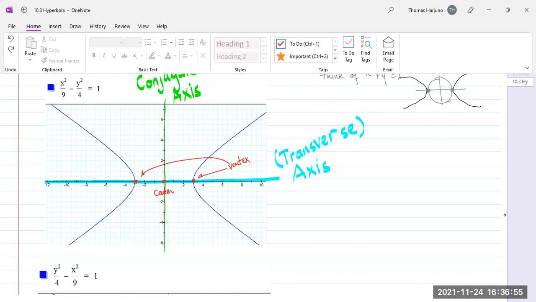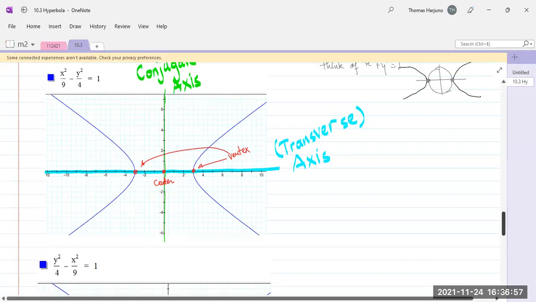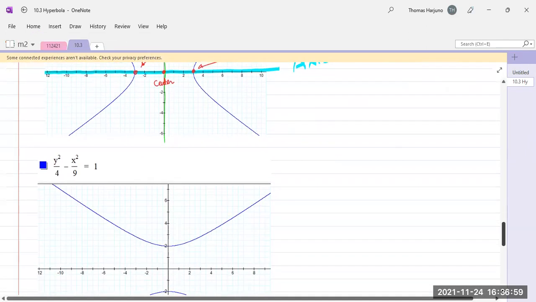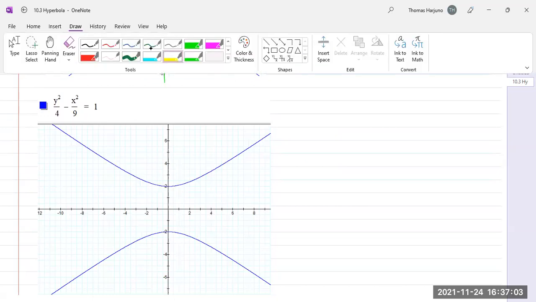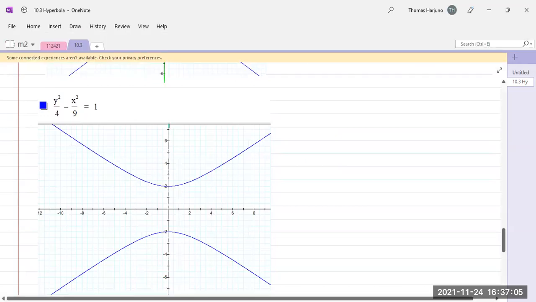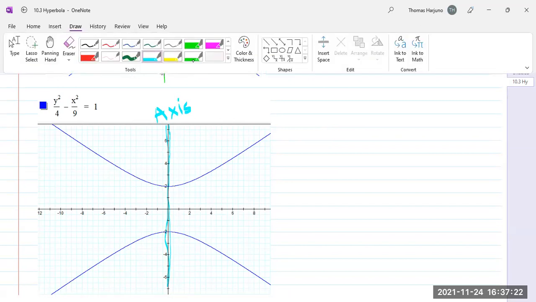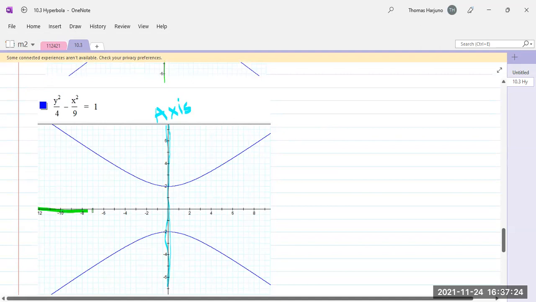Now if the hyperbola opens up and down like this, then the transverse axis will be the one here. That's the transverse axis, or we can simply call that the axis, while this is the conjugate axis.